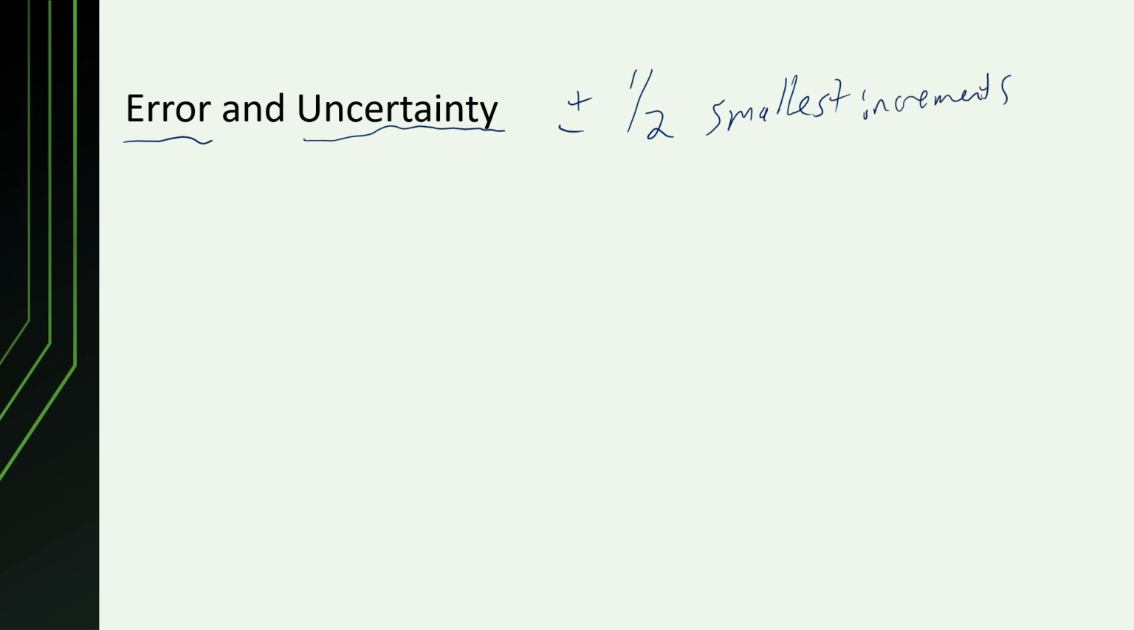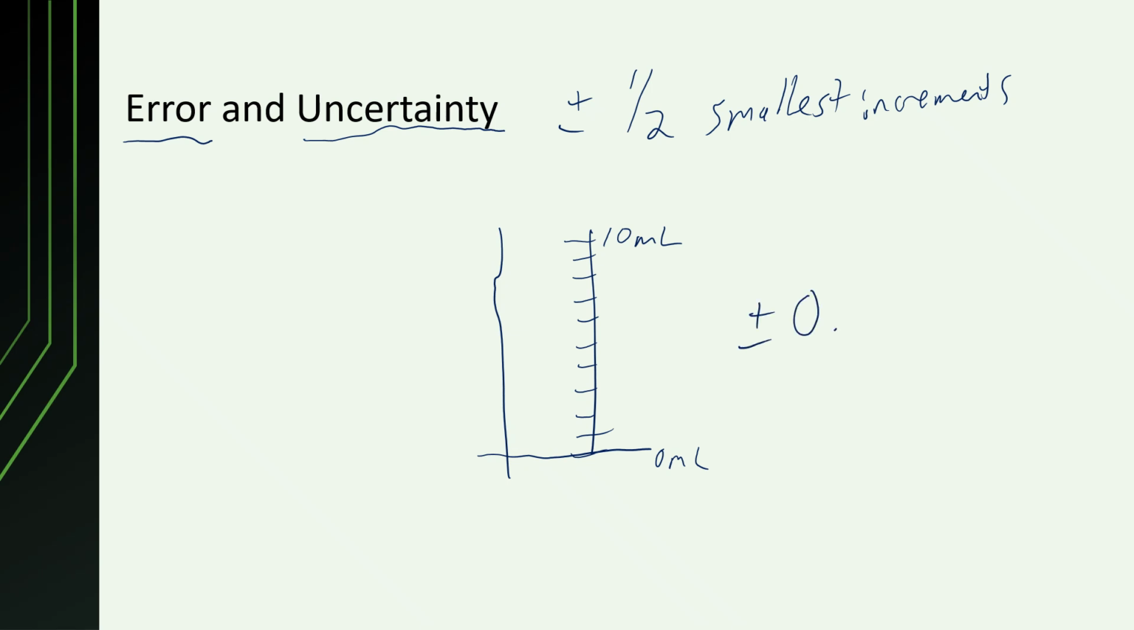All right, so let's say we've got a graduated cylinder, and we have a line every milliliter. So let's say that's 10 milliliters, and at the bottom of our graduated cylinder, that's 0 milliliters. So I have a line for every 1 milliliter. Our uncertainty would be plus or minus 1/2 of a milliliter. And so that's how you would record the uncertainty.